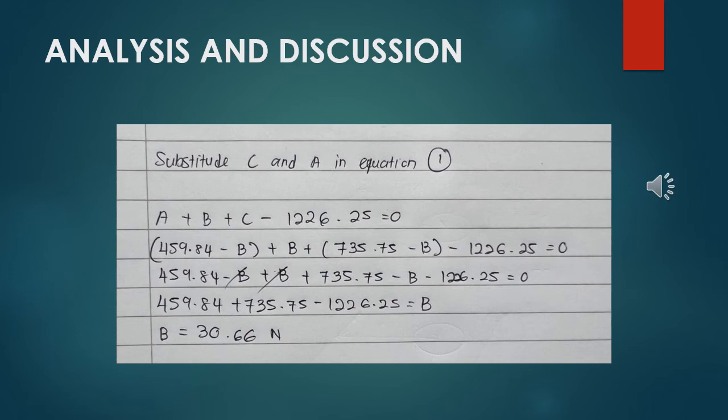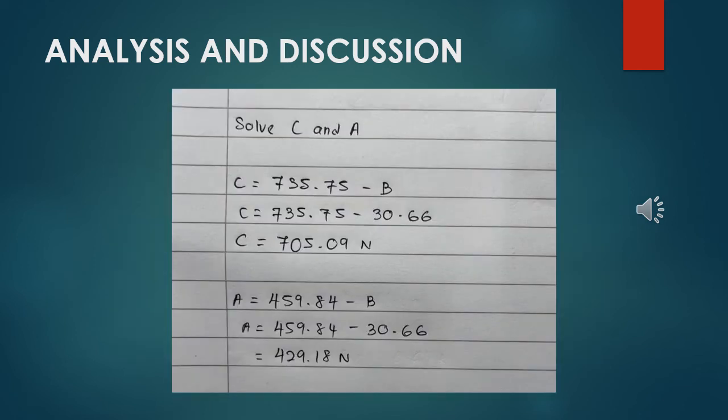This is the calculation for B. As we can see, after the calculation we get 30.66 Newton, and for C we get 705.09 Newton, and lastly for A we get 429.18 Newton.